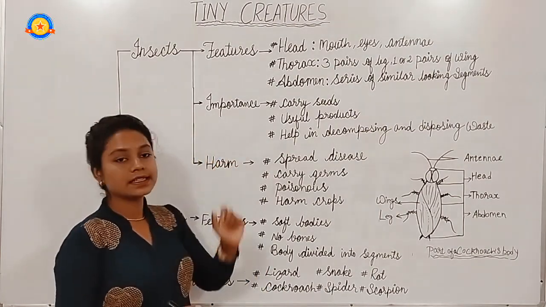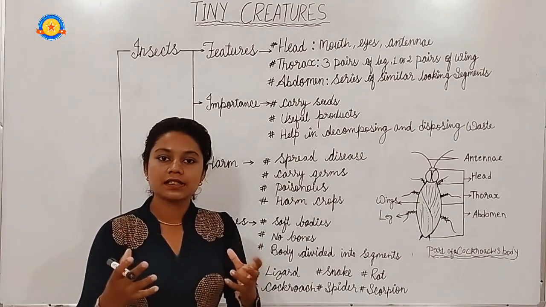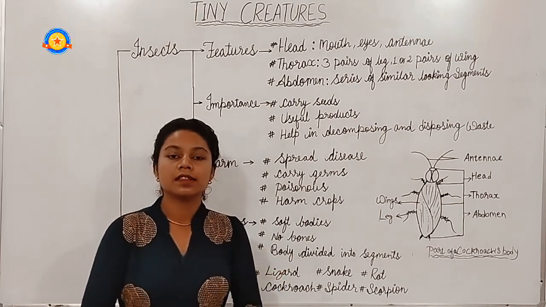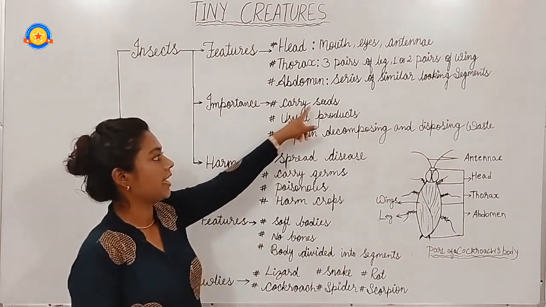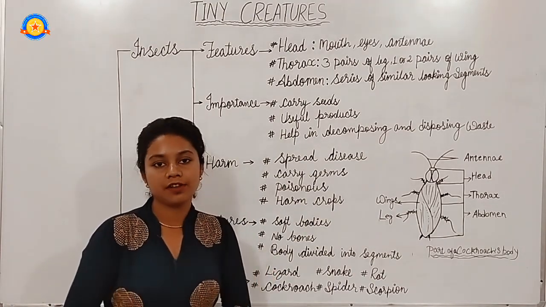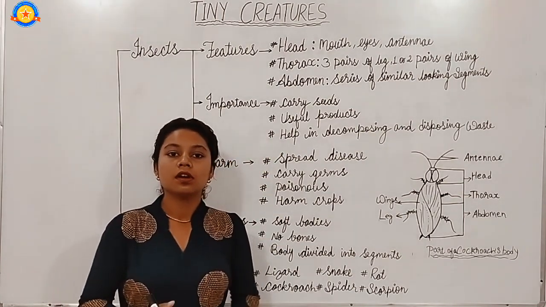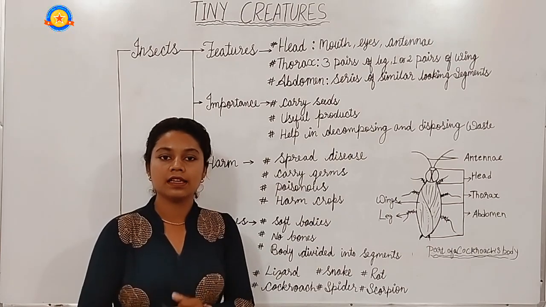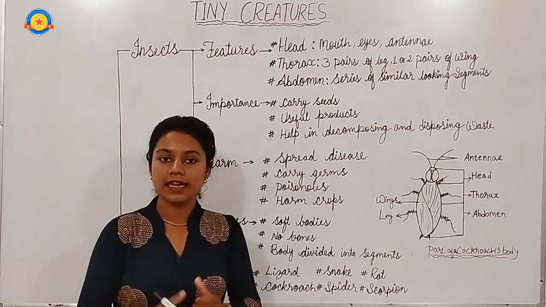Insects are everywhere. Insects are the most common animals on our planet. Without insects, our environment would be very different. These insects carry seeds of many of our fruits, flowers and vegetables that grow in different places. We also get useful products from insects, that is the honey, the beeswax and the silk.